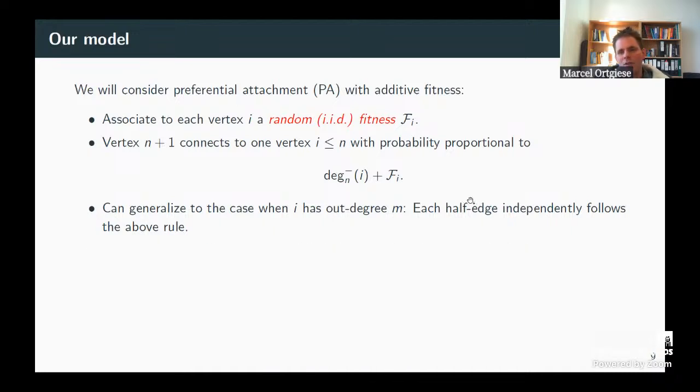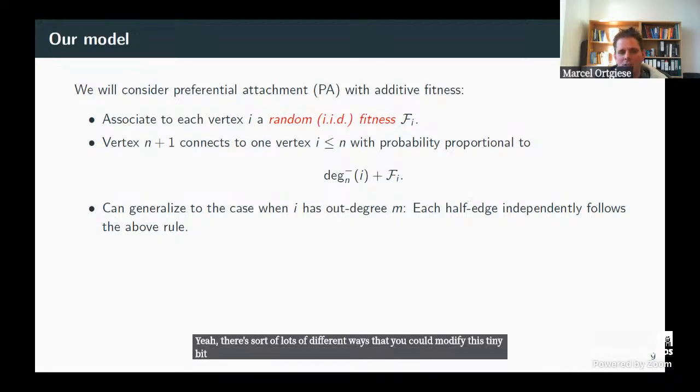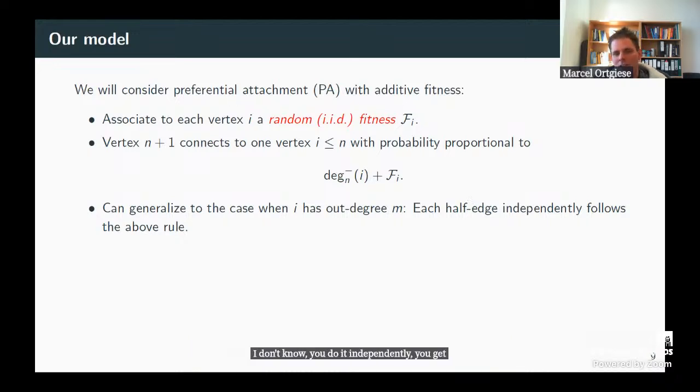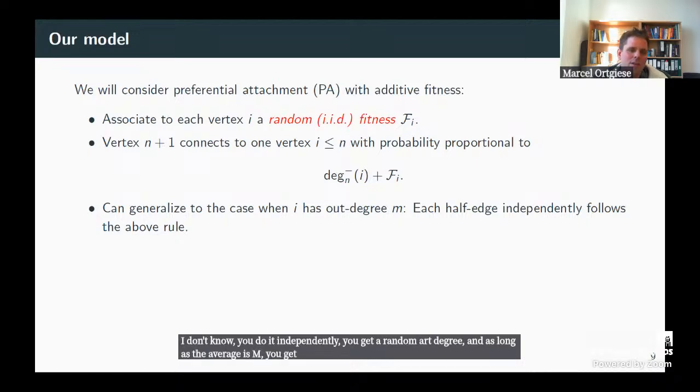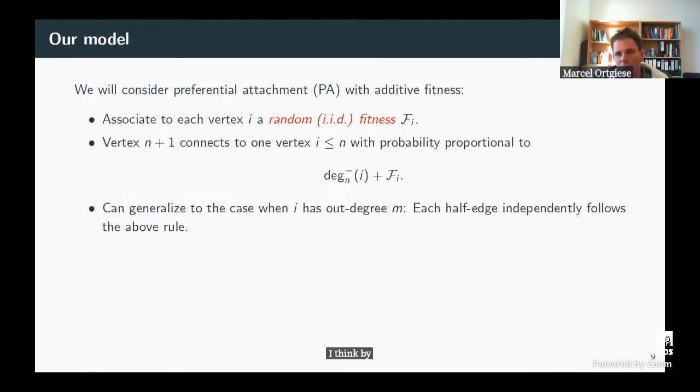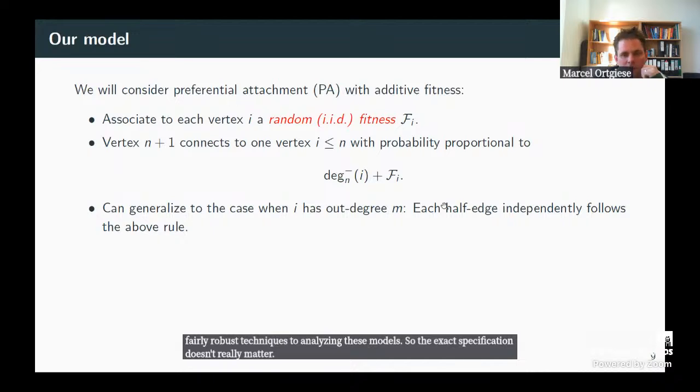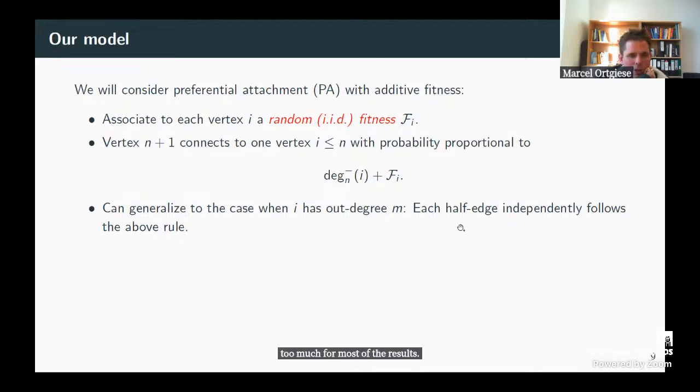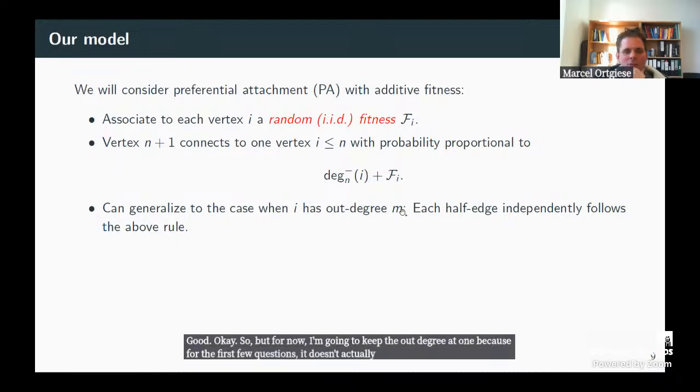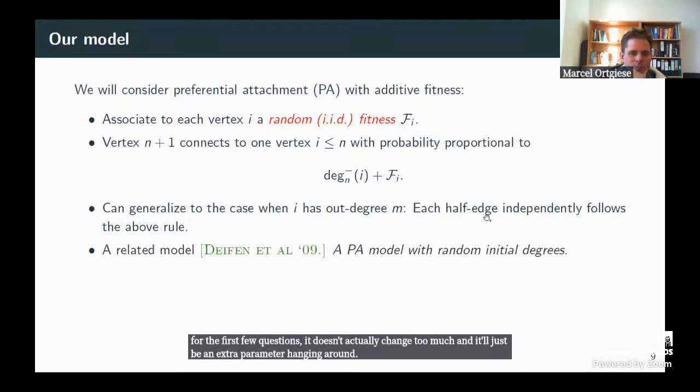There are lots of different ways that you could modify this a tiny bit. Like you could say, you do it independently, you get a random out-degree, and as long as the average is m, you get very similar results. I think by now there are fairly robust techniques for analyzing these models, so the exact specification doesn't really matter too much for most of the results. Well, maybe not everything. Good. But for now I'm going to keep the out-degree at 1, because for the first few questions it doesn't actually change too much, and it'll just be an extra parameter hanging around.